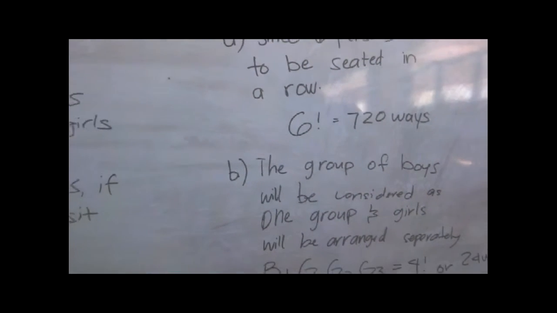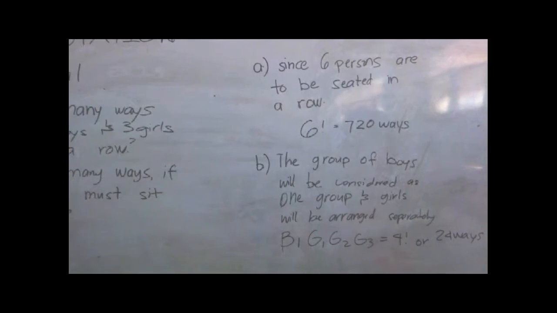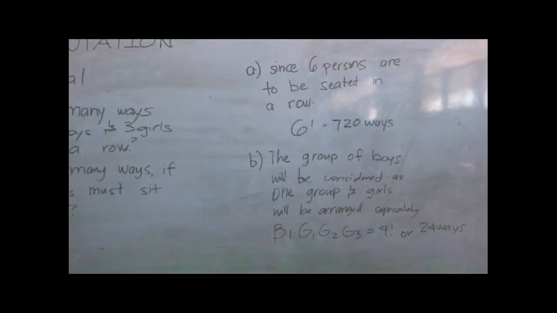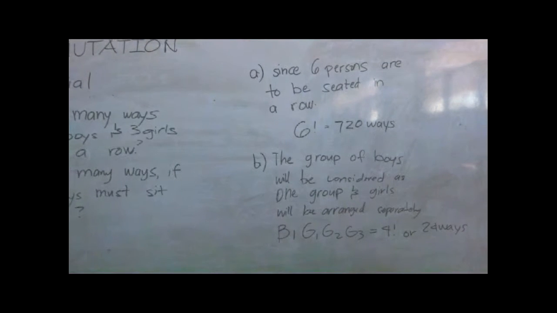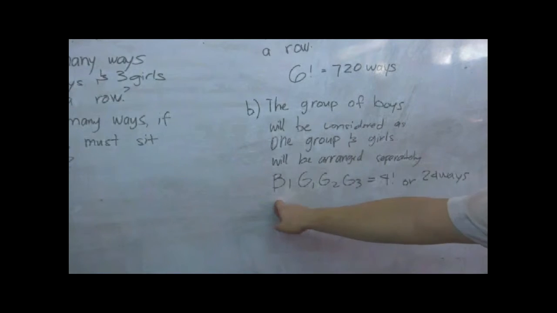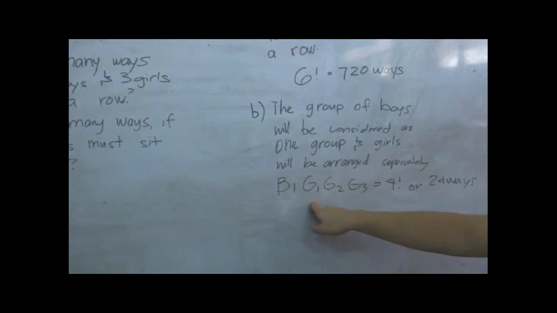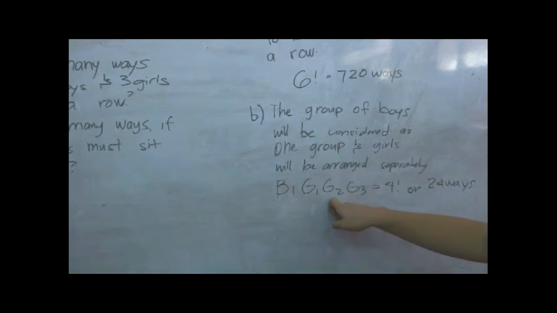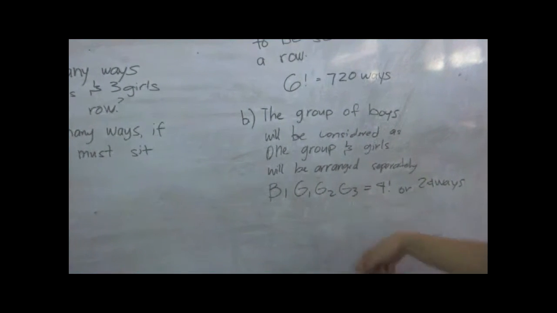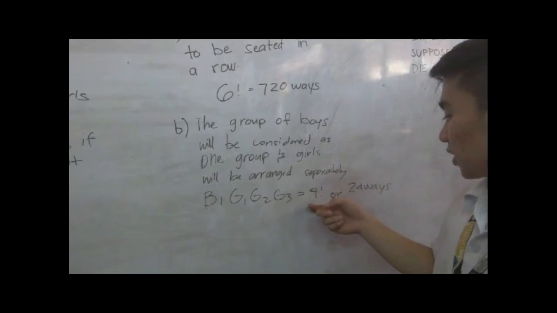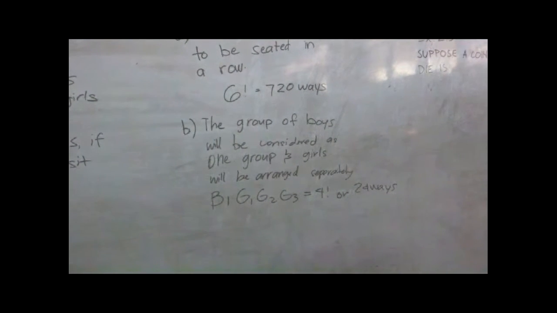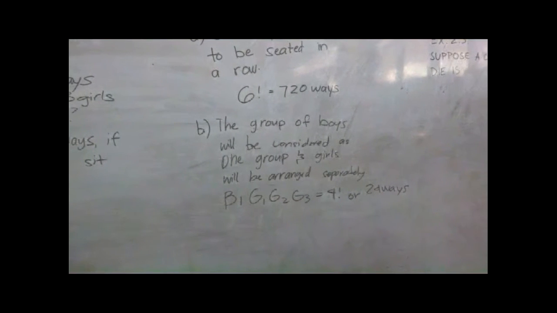And for the letter B, the group of boys will be considered only as one group and the girls will be arranged separately. So here, we group the boys as B1 and another one is G1 for the first girl, G2 for the second girl, and G3 for the third girl. So overall, we have 4 factorial or 24 ways for them to be arranged.